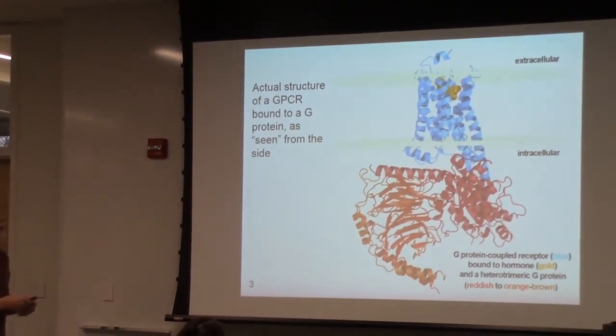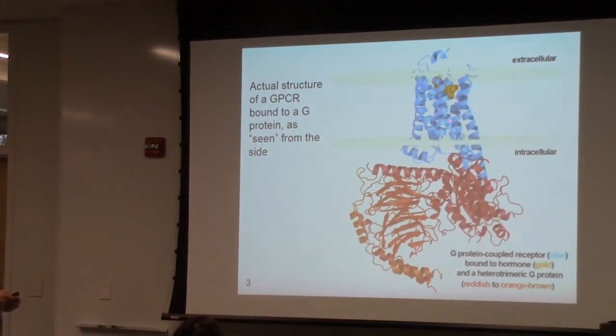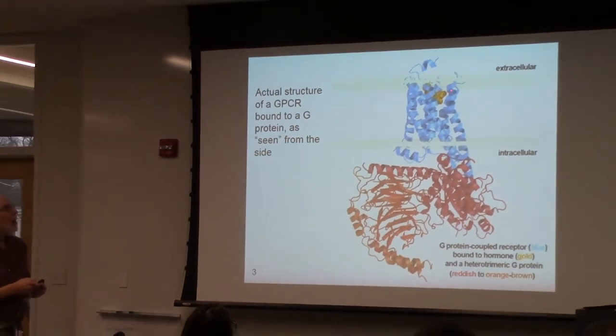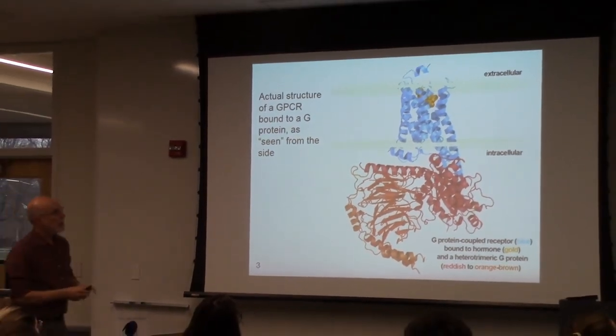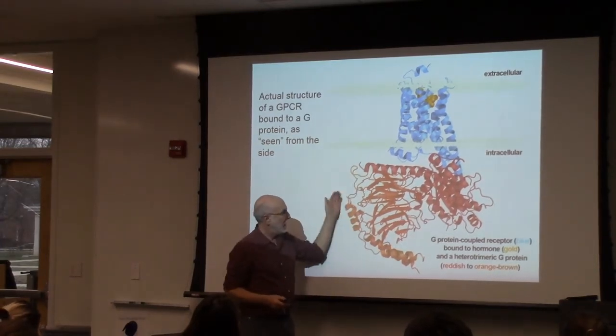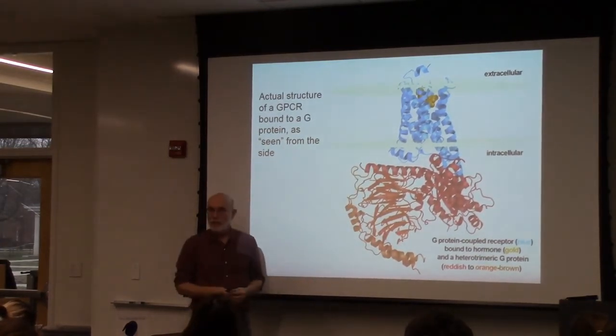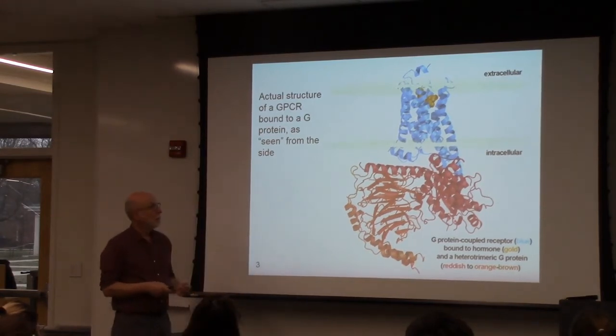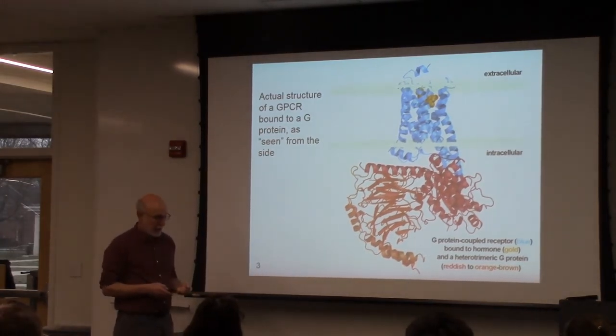As always, the blobograms have real structures behind them. Here's the G protein, the GPCR, there's the ligand bound, here's the alpha subunit, the beta gamma complex, in the way it really looks. Three-dimensional bundles of alpha and beta structure.